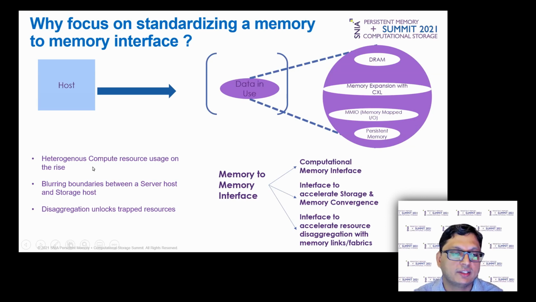And this also means that the blurring boundaries between a server and a storage host, the same kind of system design principles can be applied in both cases. Because we are also accelerating disaggregation, this can unlock trapped resources using a standard method. So a memory-to-memory interface can do three things to the industry. It can become a computational memory interface, because now you can do computation with it.